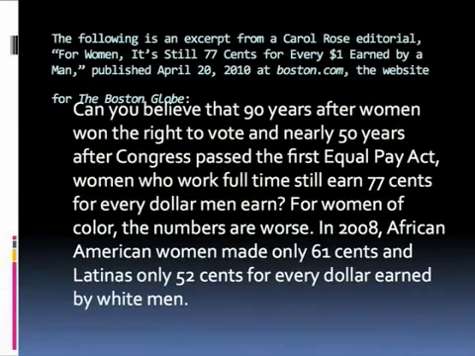Okay, what I want you to do is go ahead and take your worksheet and look at this first quote. This is an excerpt from Carol Rose, and her editorial was called, "For Women, It's Still 77 Cents for Every $1 Earned by a Man." This was published April 20th, 2010 at boston.com, and that's the website for the Boston Globe. And she said, "Can you believe that 90 years after women won the right to vote and nearly 50 years after Congress passed the first Equal Pay Act, women who work full-time still earn 77 cents for every dollar men earn? For women of color, the numbers are worse. In 2008, African-American women made only 61 cents and Latinas only 52 cents for every dollar earned by white men."